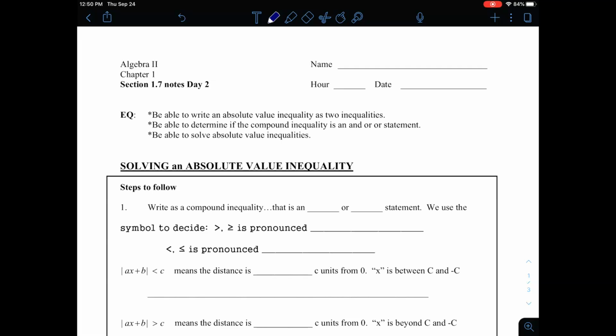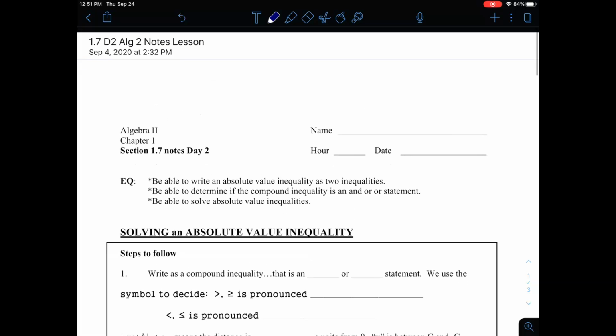Today we're doing 1.7 day 2, which is solving an absolute value inequality is the name of this lesson. Our essential questions are: be able to write an absolute value inequality as two inequalities, be able to determine if the compound inequality is an and or an or statement, and be able to solve absolute value inequalities.